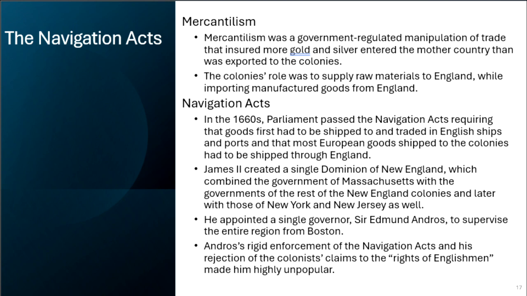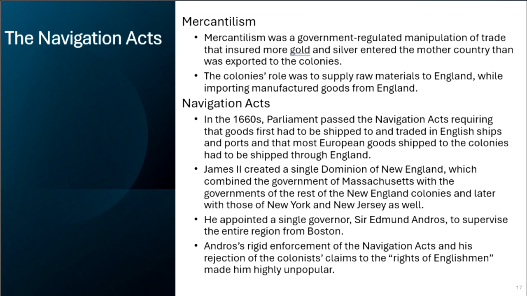So the colonies were essentially seen as economic assets, meant to enrich England. That's the basic idea. And to enforce this system of control, England passed a series of laws known as the Navigation Acts, starting in the 1650s. How did those Navigation Acts impact the colonies? What did they actually do? Well, they imposed restrictions on colonial trade. Colonies could only export certain goods to England, and they had to use English ships. The goal was to ensure that England controlled the flow of goods and profits from its colonial empire.